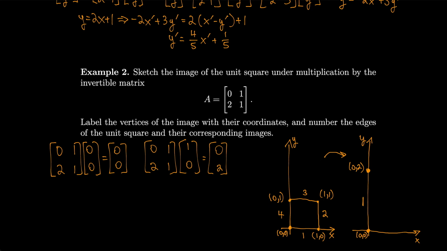Let's keep going. Let's see what happens to (0, 1). So if I take [0 1; 2 1] and multiply it by (0, 1), then I'll get (1, 1). So I'll end up over, let's say around over here. Maybe a little more. Okay, that's good. So that's (1, 1), and that was going from (0, 0) to (0, 1). So that means that from here to here is number 4.